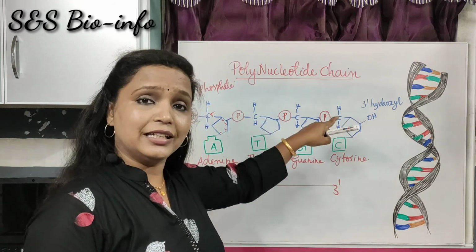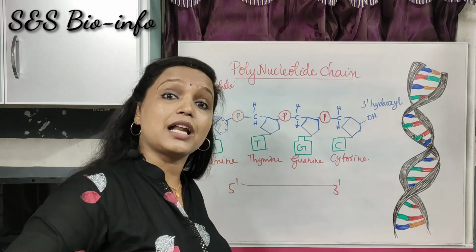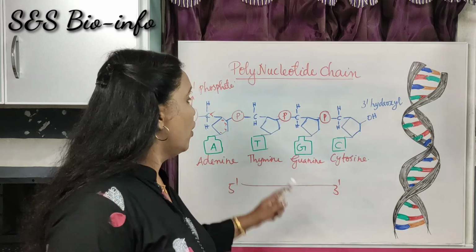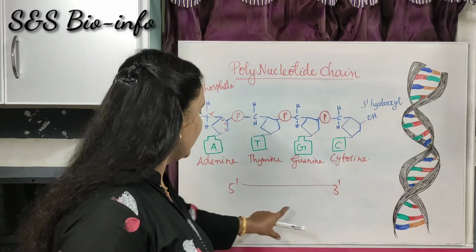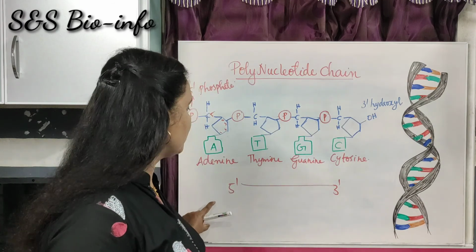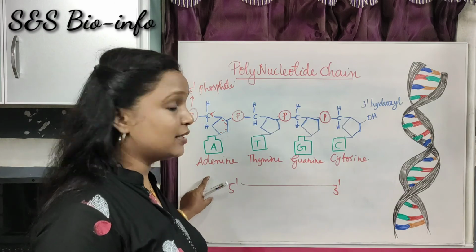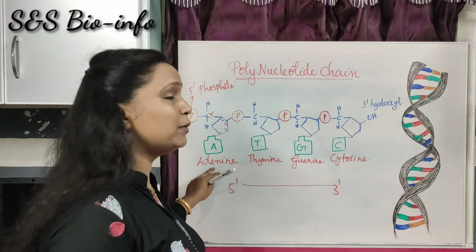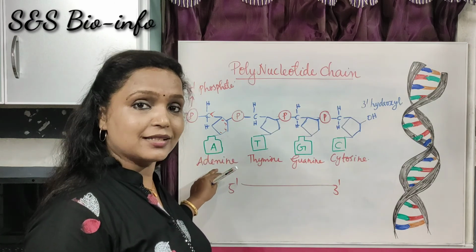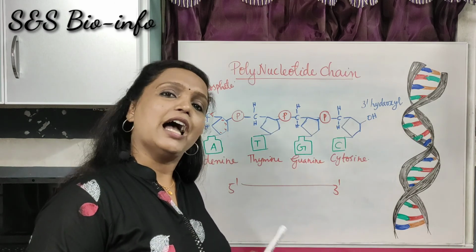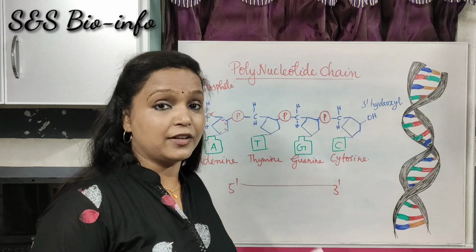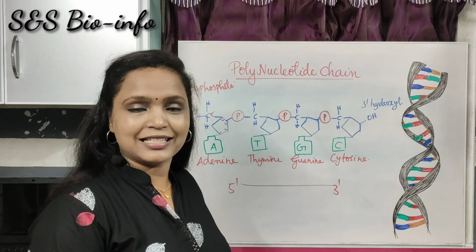When it comes to DNA, it is a double-stranded polynucleotide chain. One more chain must be drawn like this. One sugar, phosphate and nitrogen bases. There is base pairing between the nitrogen bases in the case of DNA. We will learn more about DNA and its structure and its salient features in the next session.